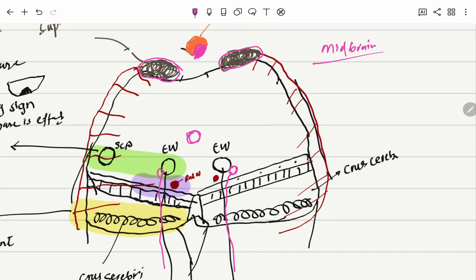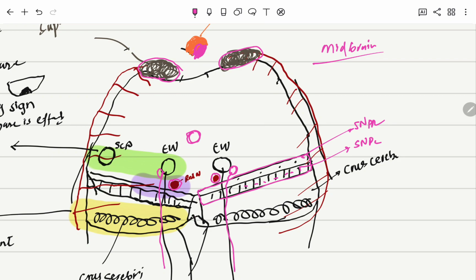Okay, and this small red structure is called the red nucleus. That's going to connect the midbrain to the basal ganglia. And another structure is called the substantia nigra, right? So the anterior part is much more compacted, so this is called the substantia nigra pars compacta, and the posterior part is called the substantia nigra pars reticularis, right?